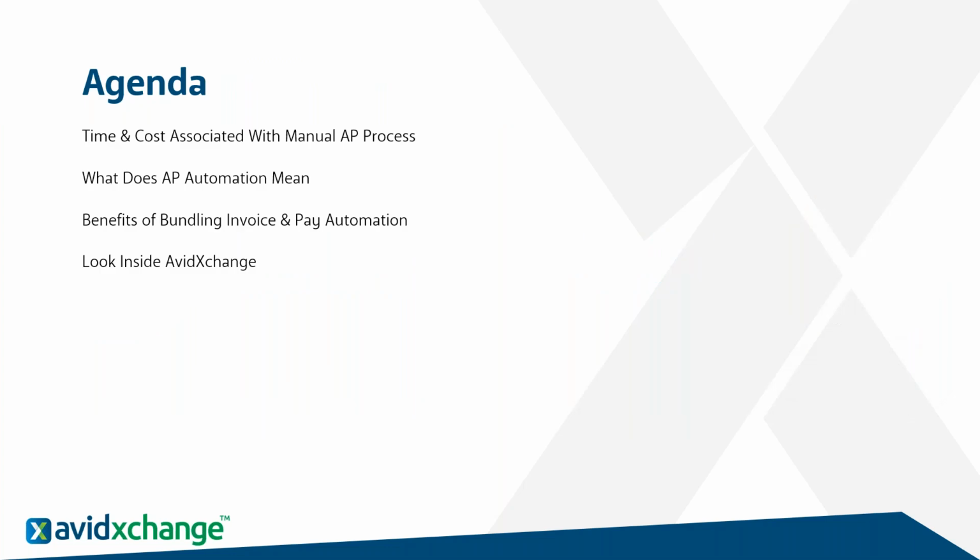So the agenda here is pretty basic and hopefully pretty fun. And I'll try to make it as fun as possible. We're going to go over the time and costs associated with the manual AP process, so you can get an idea of what this is costing your company and time spent now prior to automation. And then we're going to talk a little bit about what does AP automation mean? What are some of the things involved in it? And then the benefits of bundling the invoice and pay automation piece as you go from invoice to pay, and then a little look inside of our company, AvidXchange.